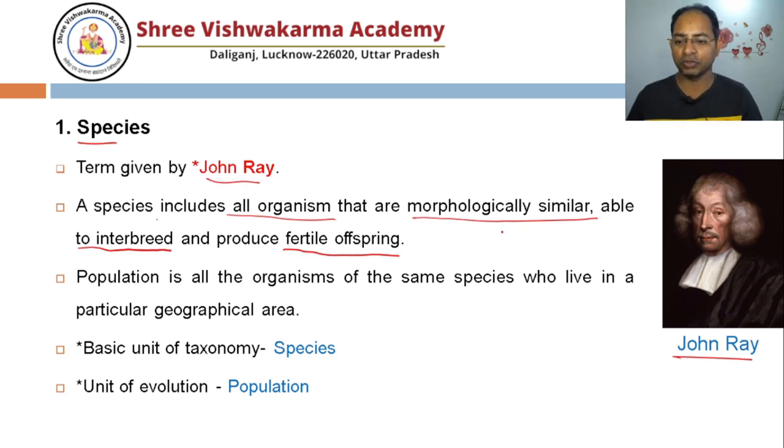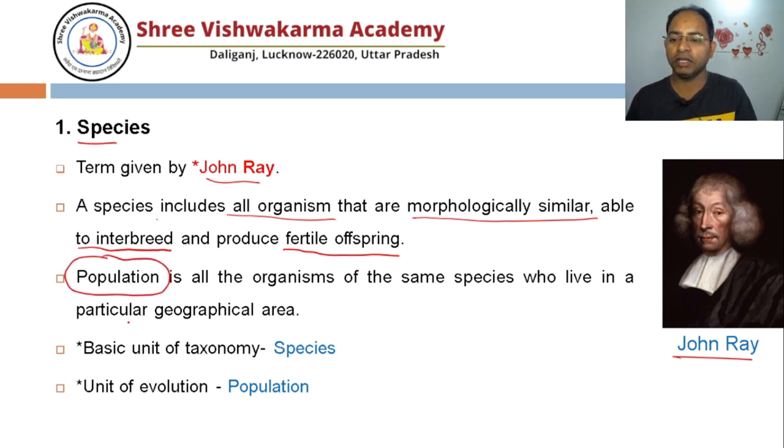All right. Once we understand species, let's understand what a population is. In a particular geographical area, suppose in our country, how many people of the same species are residing? That is known as population. So when we say the population of humans in India is 140 crore, it means all the members of the species. So in a particular area, how many members of the same species are there? That is known as population.